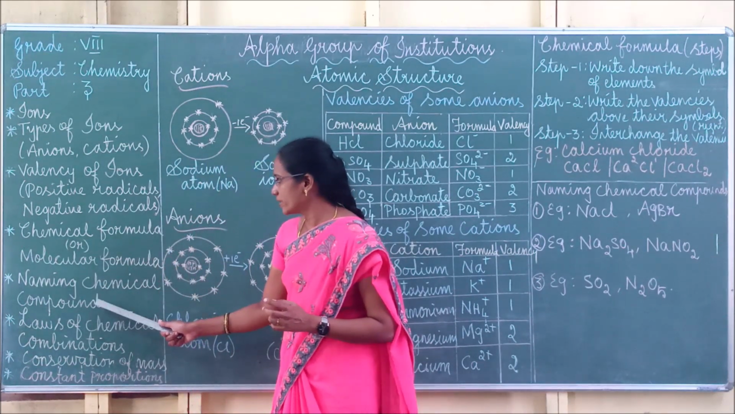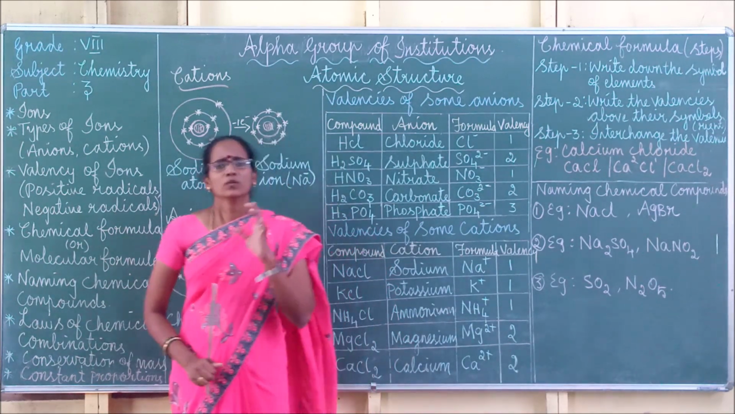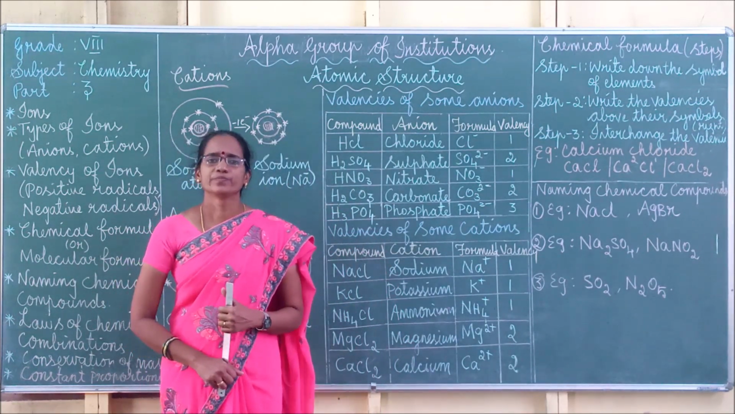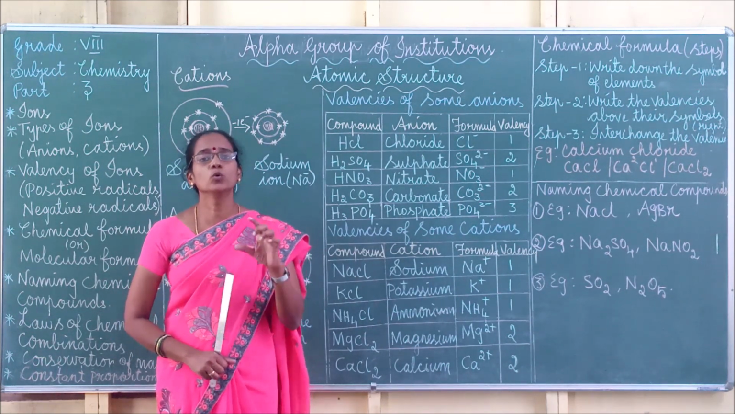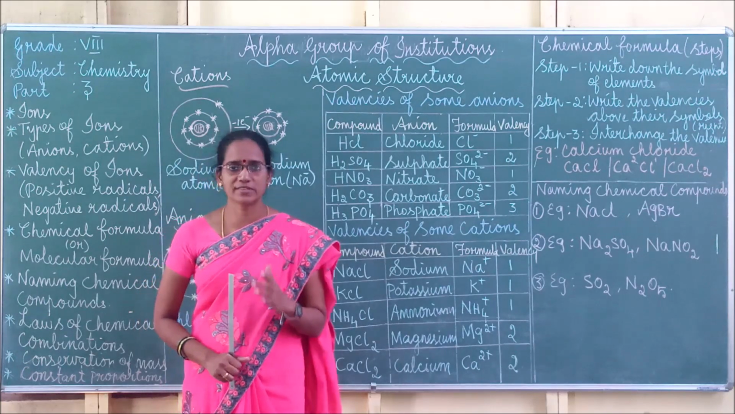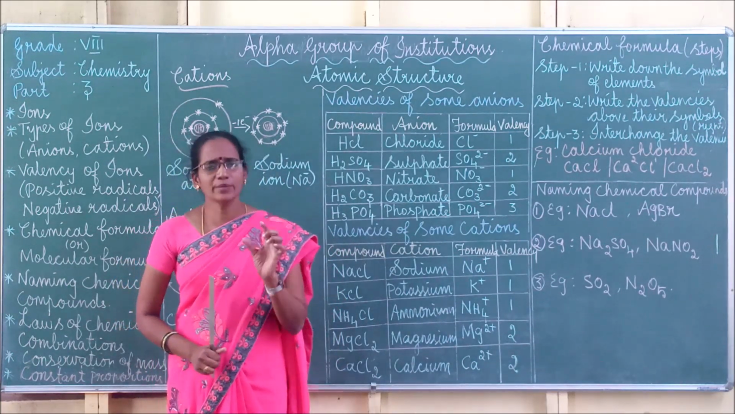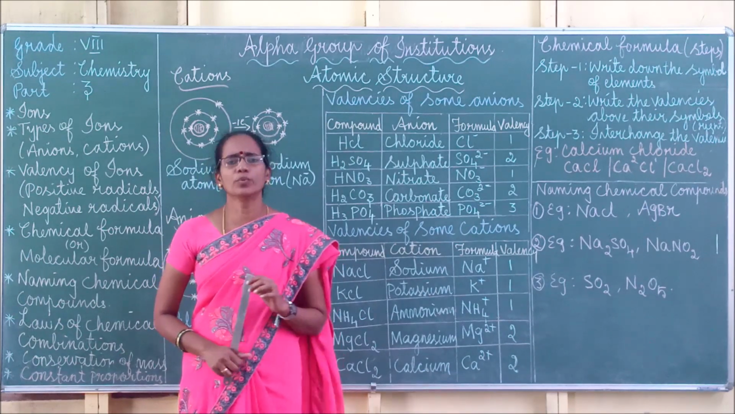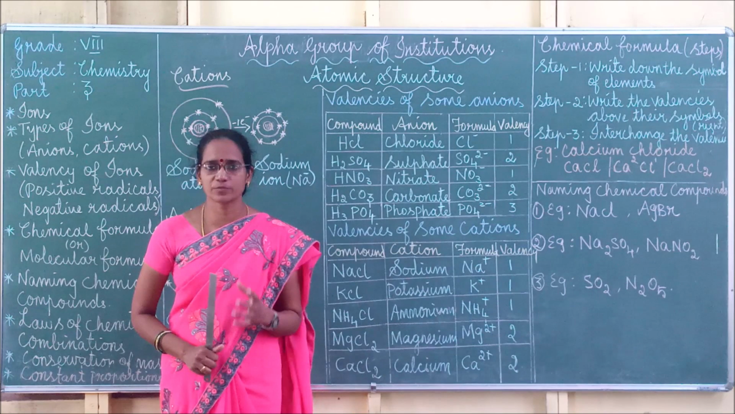Okay. Next one is naming chemical compounds. What do you mean by compound? Generally, a compound is composed of 2 or more separate elements. This is called a compound, isn't it? We have to name a compound. While naming a compound, we have to follow some steps.